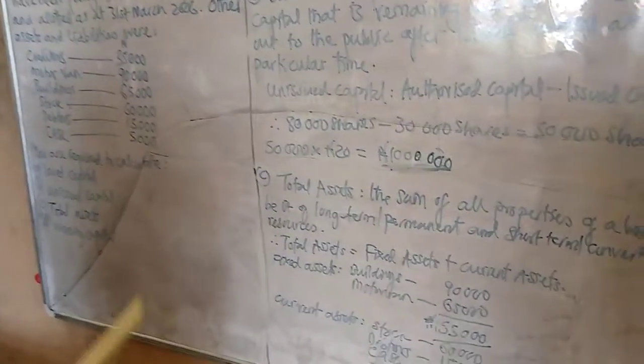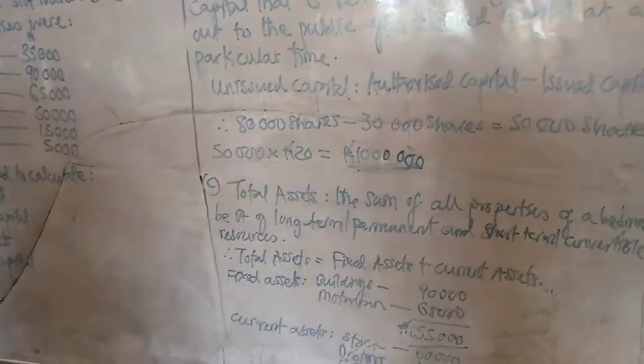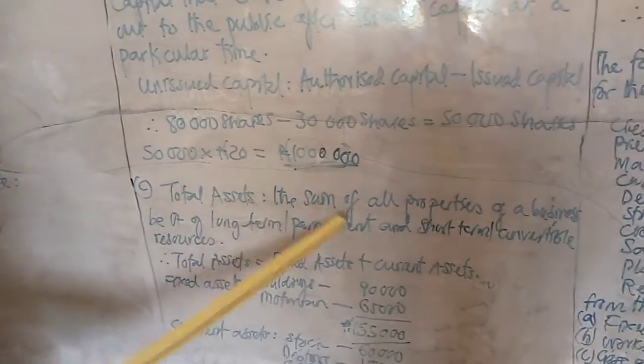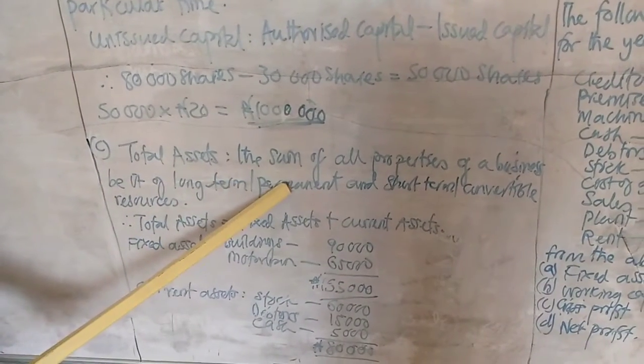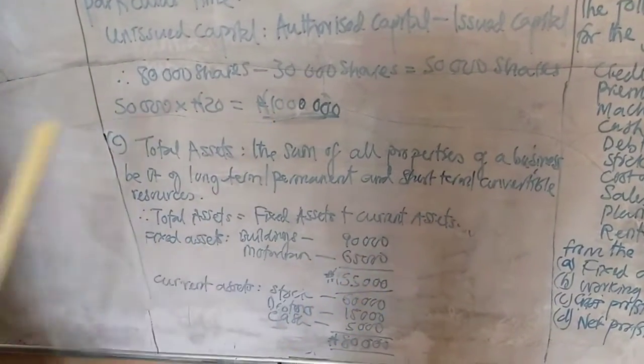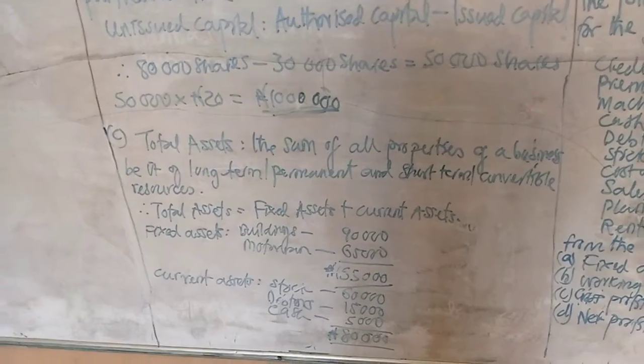See the next question, total asset. Here, now again, it is the sum of all properties of a business, be it of long-term or permanent in nature, or short-term or convertible resources that are easily convertible to cash.